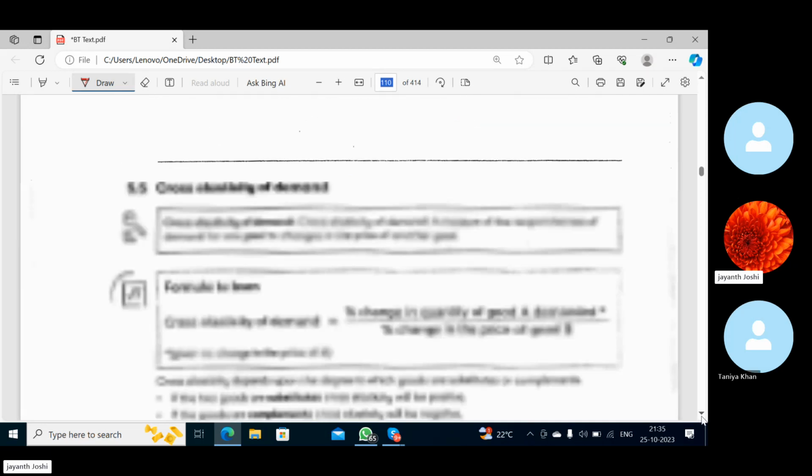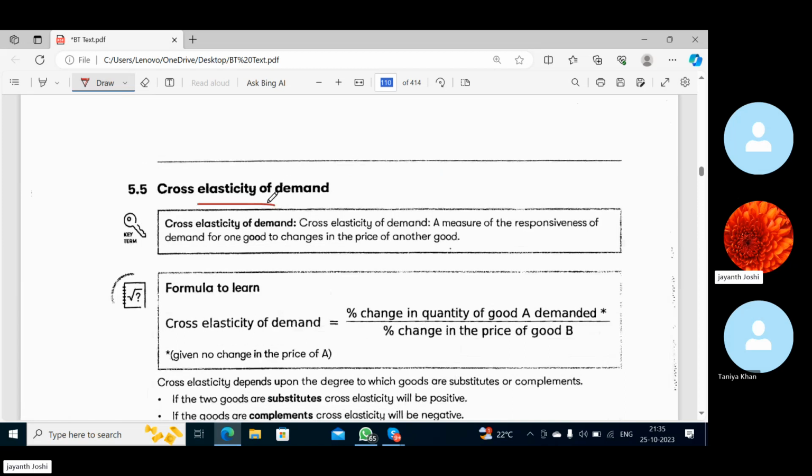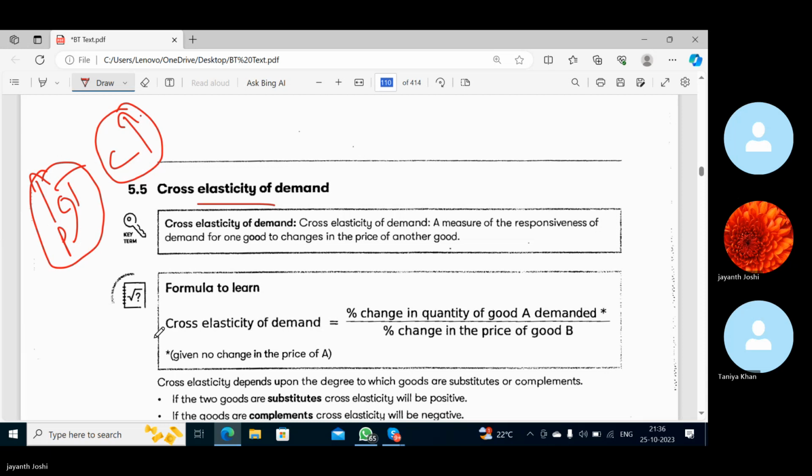Cross elasticity of demand is nothing but a measure of responsiveness of the quantity demanded of one good to changes in the price of another good. That means tea and coffee. If tea prices are increasing, then the demand for coffee will go up, right? So the quantity demanded of one good changes with changes in the price of another good, correct?